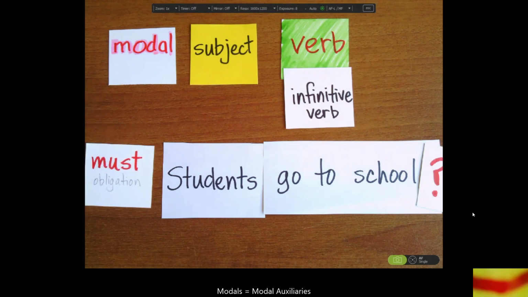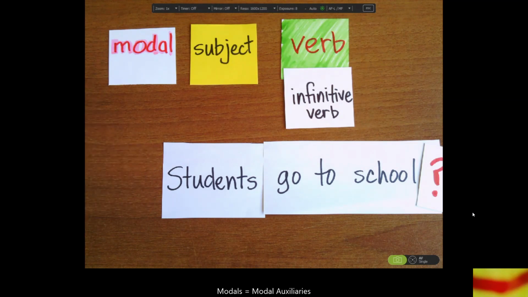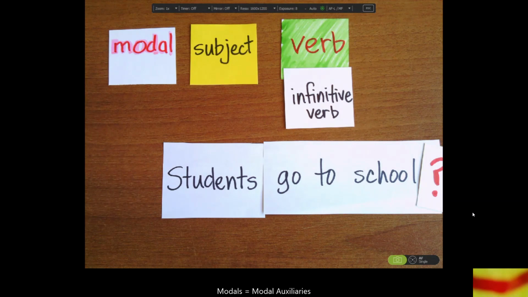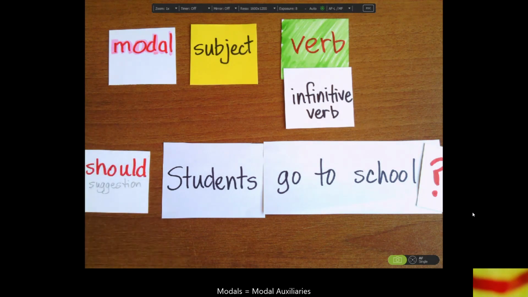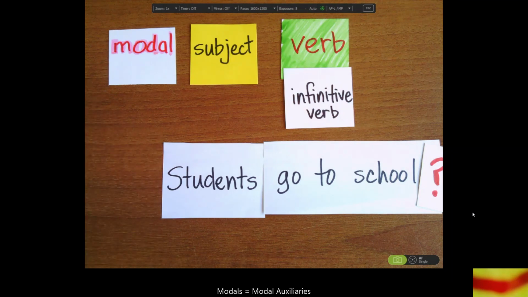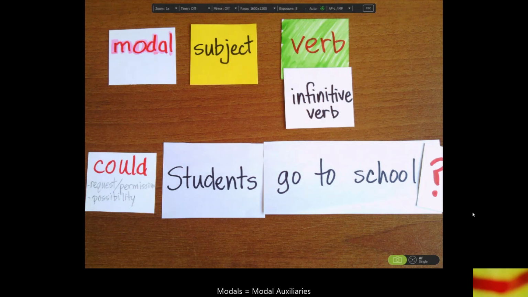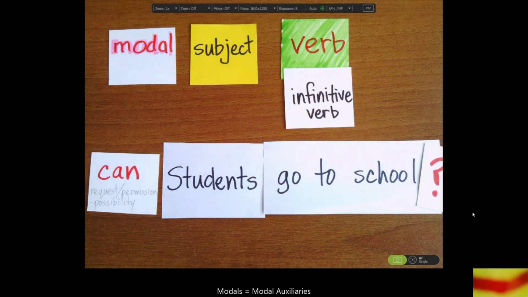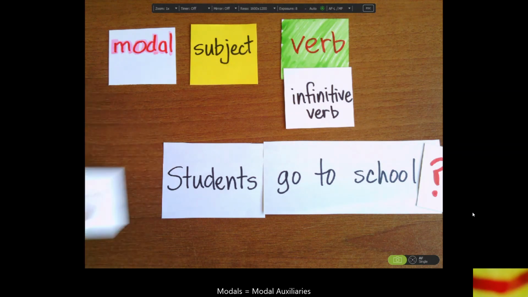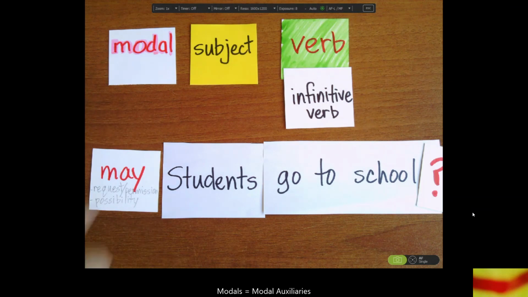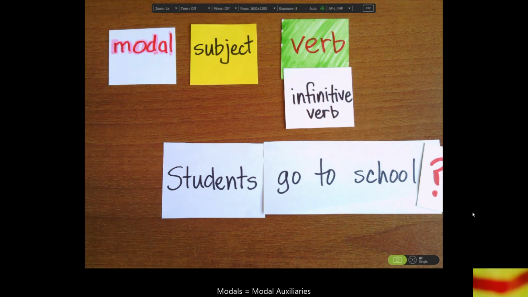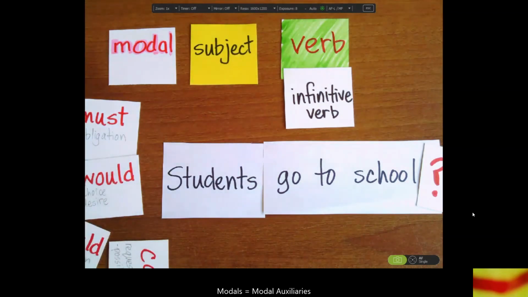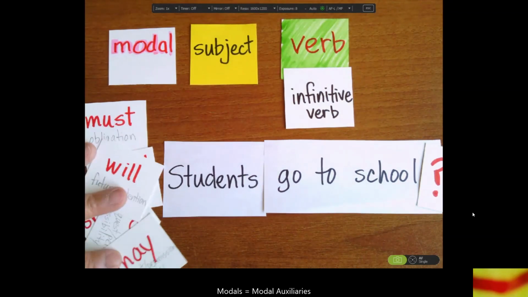Must students go to school? Are they obliged? Would students go to school? Do they want to? Should students go to school? Is it safe? Could students go to school? Is it possible, for example? Can students go to school? Are they able? May students go to school? Do they have permission? So those are examples of how one set of words, which we call modals, can change the whole nuance of a question or a sentence.